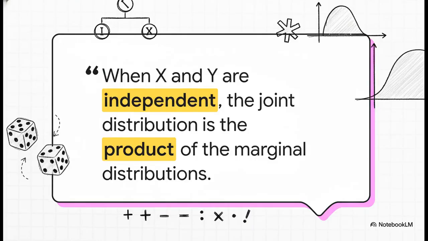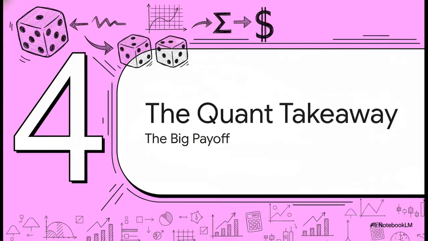And this brings us to the most important shortcut in this whole area. If your two variables are independent, and that's a big if, meaning the outcome of one has absolutely zero effect on the other, just like our two dice, then you don't even need to build the whole table. The joint probability of any two outcomes is just the product of their individual or marginal probabilities. It's a game changer.